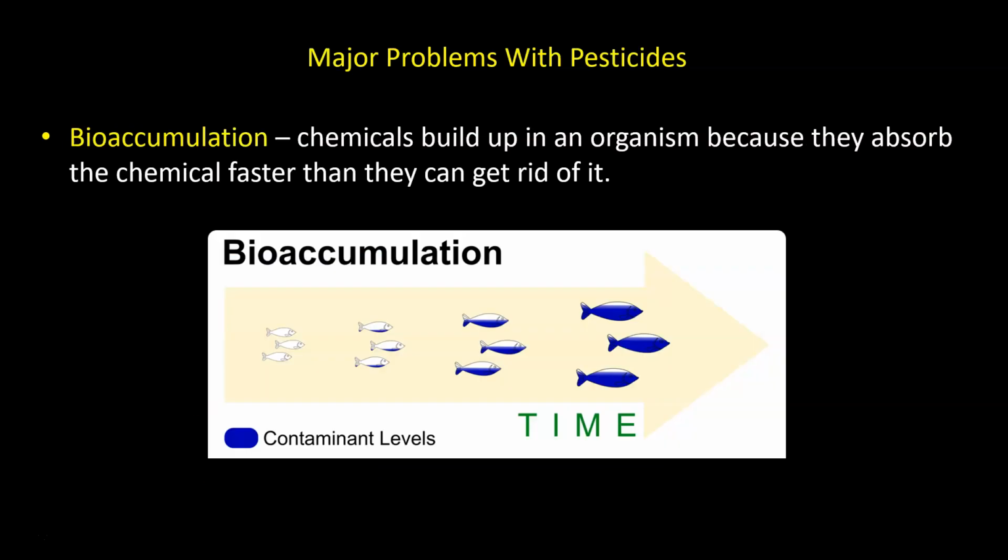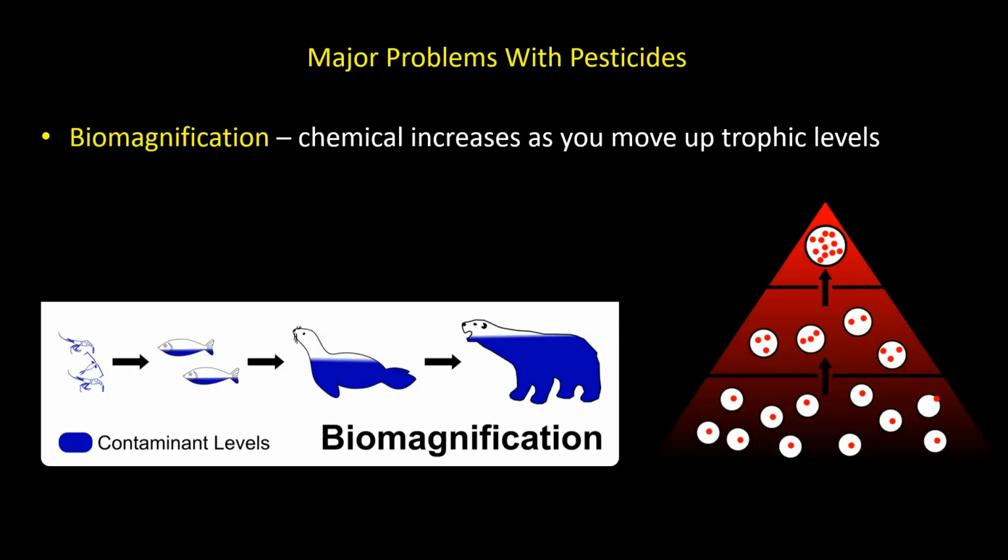Although pesticides seem like a great way to control pests, there are two major problems with their use. First, pesticides can bioaccumulate. This means that because an organism absorbs the chemical faster than it gets rid of it, the chemical begins to build up or accumulates inside the organism. This can lead to chronic poisoning of the organism and its eventual death. In addition to bioaccumulation, chemicals can also biomagnify.